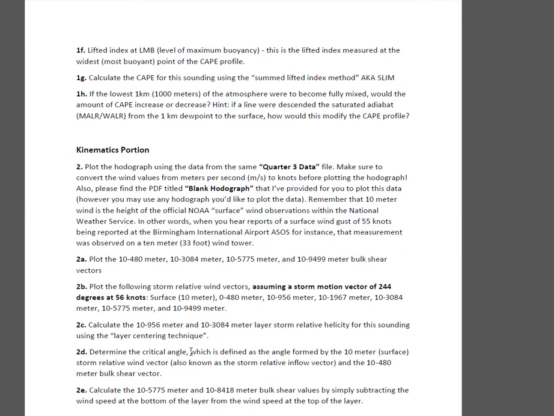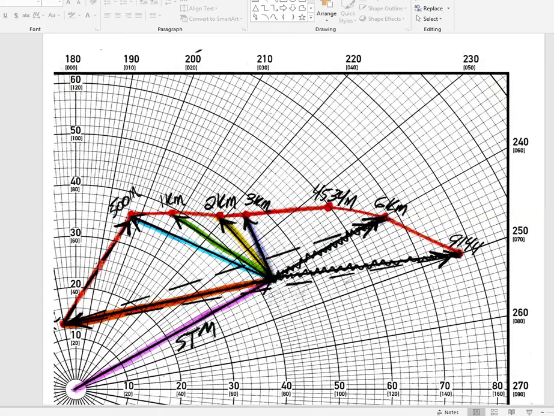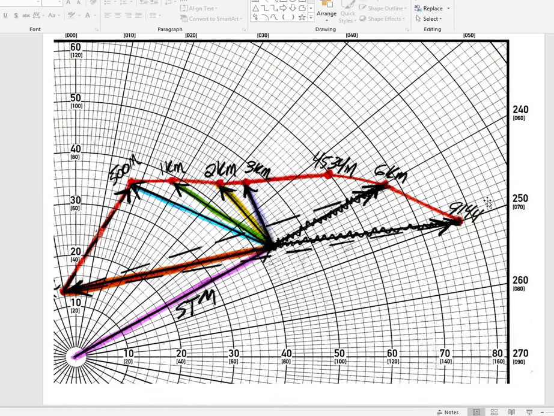Right down here, I need to actually go over this one with you, and I'll do that in just a moment. But I'll try to wrap this up quickly. Assume a storm motion vector of 244 degrees at 56 knots. Okay, so you'll do the same thing for that. You'll just plot 244 at 56. That's not this case, but for this case, I'll let you guys tell me what the storm motion vector is.